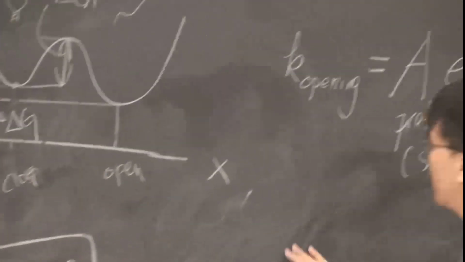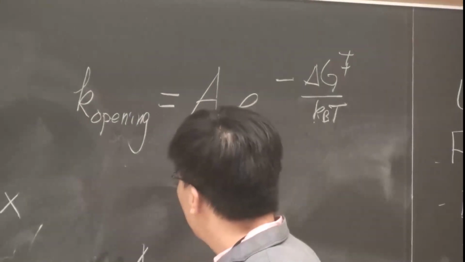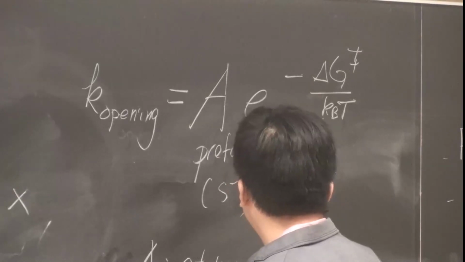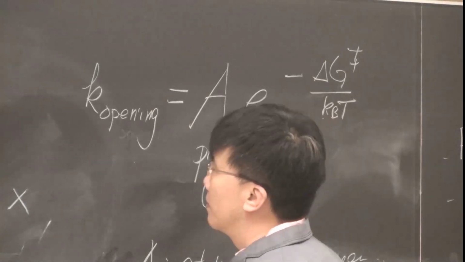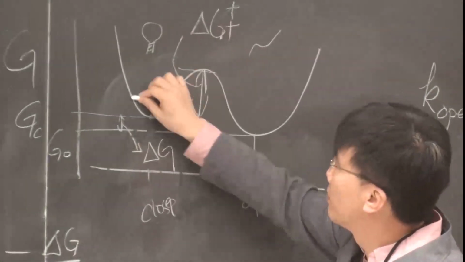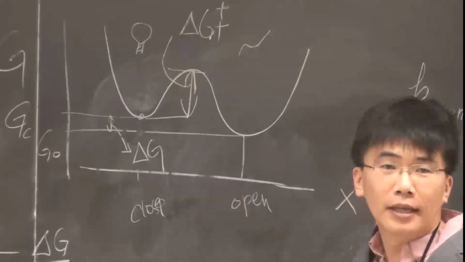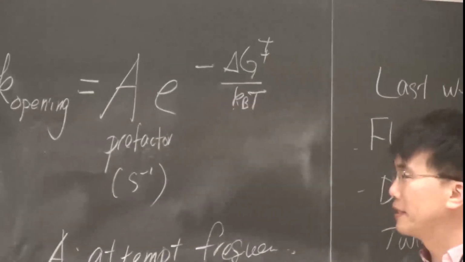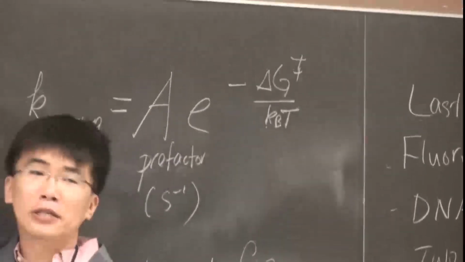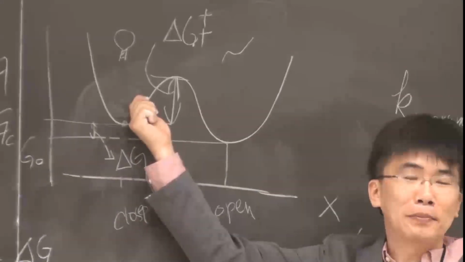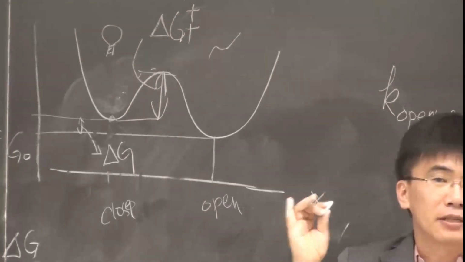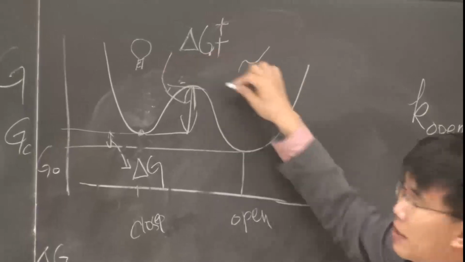So one way of thinking about this is the following. A can be thought of as an attempt frequency. So if you have a ball sitting here in this potential well, the thermal energy will allow it to move around. And at this frequency, I just measure, okay, how much instantaneous energy do I have? If the energy is less than this barrier height, then I don't make a transition. But if that instantaneous energy turns out to be higher than this, then I make the transition.